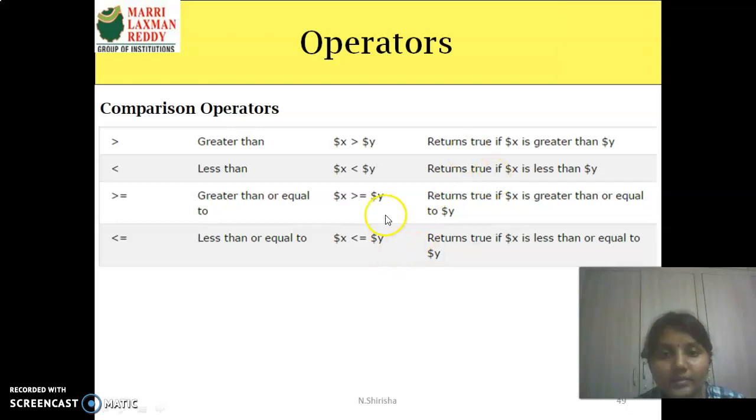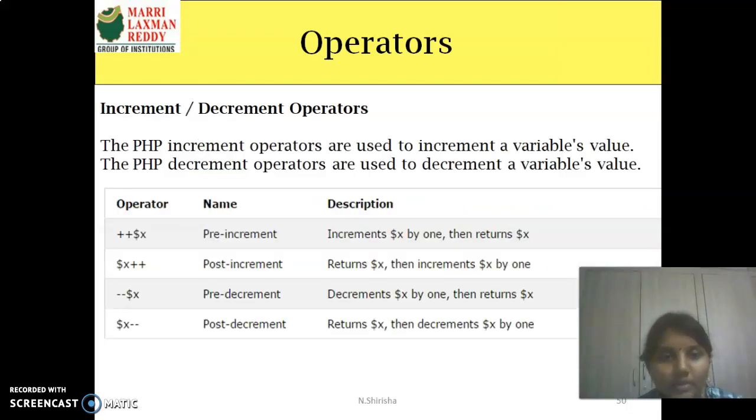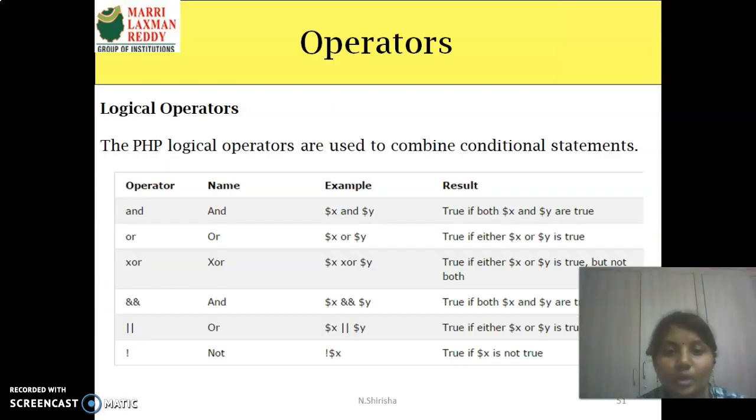And less than, greater than, less than or equal to, greater than or equal to, same as other programming languages. And pre-increment, post-increment. You can use pre-increment like plus plus $x: first increment the value, then assign. And if you want to assign the value first, then increment, you can use post-increment. Similarly, pre-decrement, post-decrement also. Okay. So logical operators: and, or, this is the representation of logical and, logical or and not.